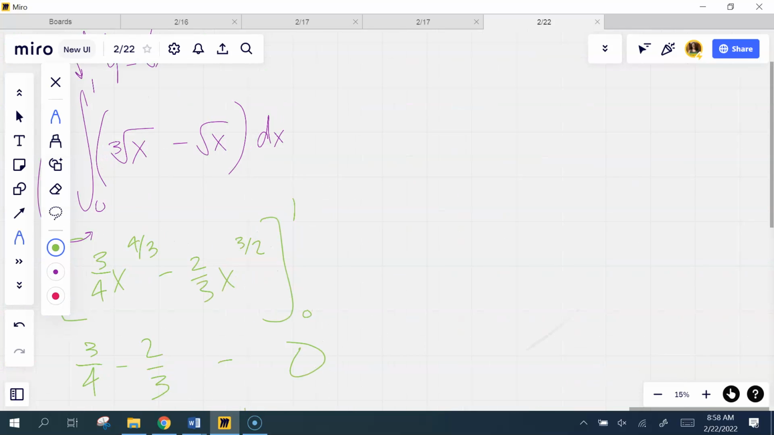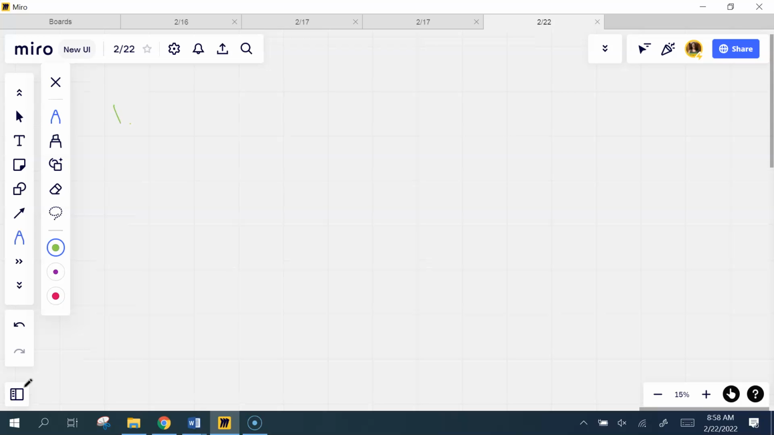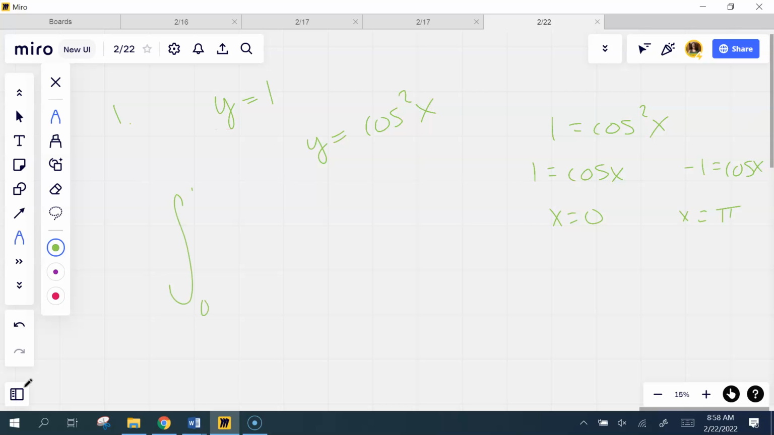Can I go over number 1? Find the area of the shaded region. So it looks like, first of all, I need to know those intersection points. If I let 1 equal cosine squared x, I need to know where cosine x is 1, where cosine x is negative 1. So I'm at 0 and pi. Okay. From 0 to pi, I'm going to do top minus bottom, right?